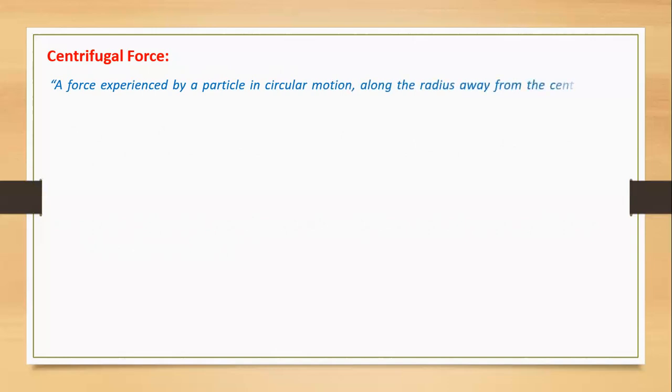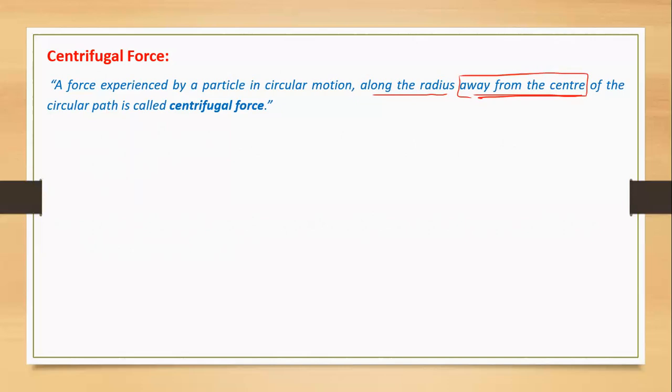Then after this centripetal force, centrifugal force also we have to learn. Now what is the centrifugal force? Centripetal and centrifugal are the same, only they are opposite in direction. The force experienced by a particle in circular motion along the radius, again here also along the radius, and direction is away from the center of the circular path, is called centrifugal force. Same definition, only here it is away from the center, and centripetal force is towards the center, that you remember.